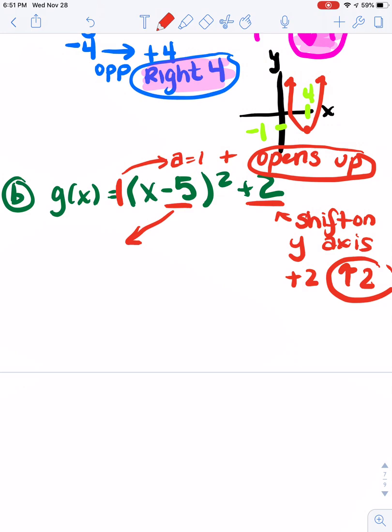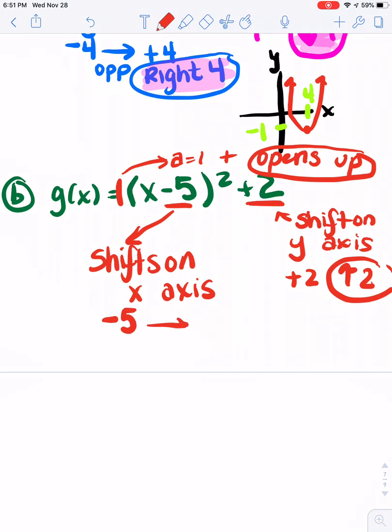And in here, because it's the closest one to the x-axis, it shifts on the x-axis. So if that's -5, remember when we shift, it's going to be opposite. So it goes to +5. So that means it goes to the right 5.